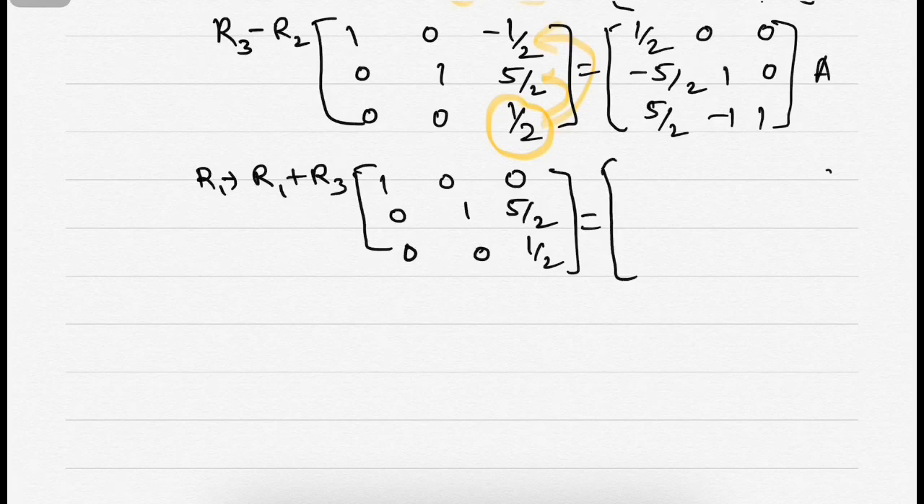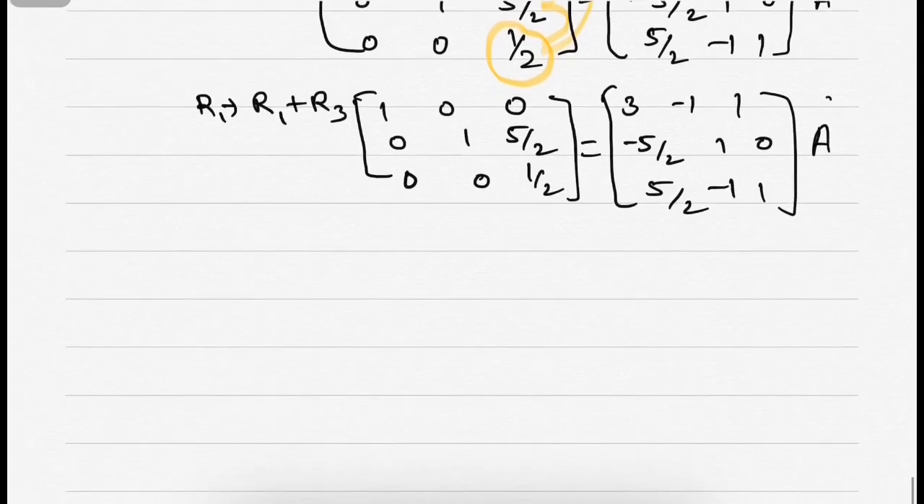The same process will repeat on the right hand side. R1 plus R3: 1 by 2 plus 5 by 2 is 6 by 2, that is 3. 0 plus minus 1 is minus 1. And 0 plus 1 is 1. We have not made any change in the second and third rows: minus 5 by 2, 1 and 0, 5 by 2, minus 1 and 1, into A.